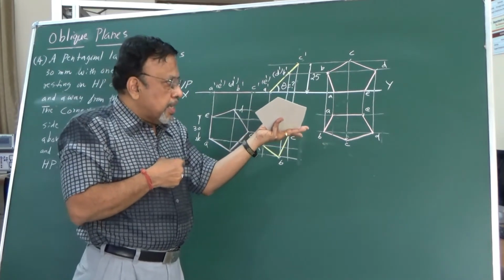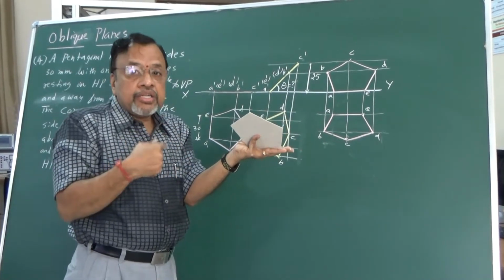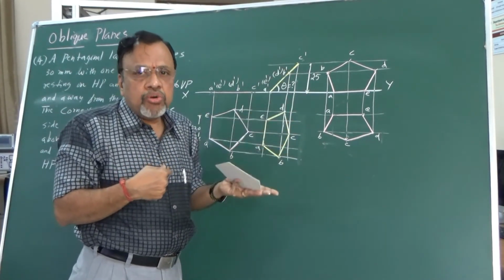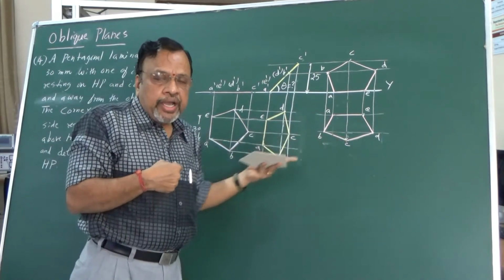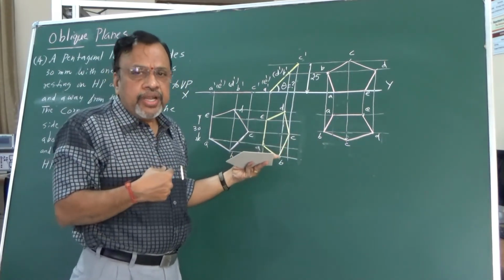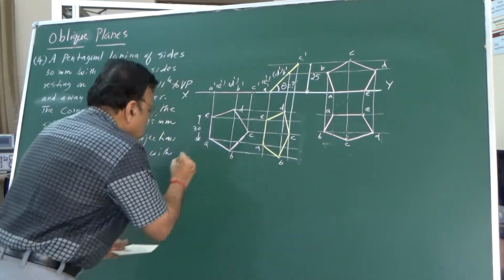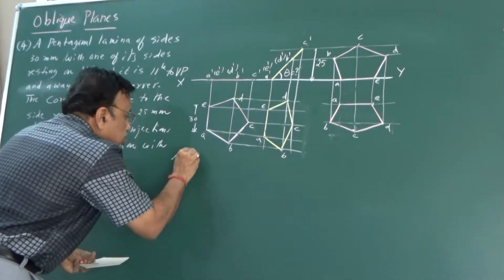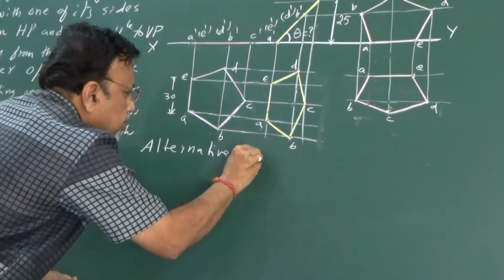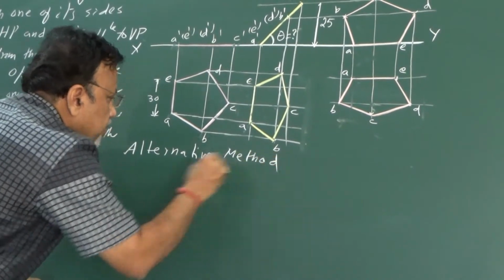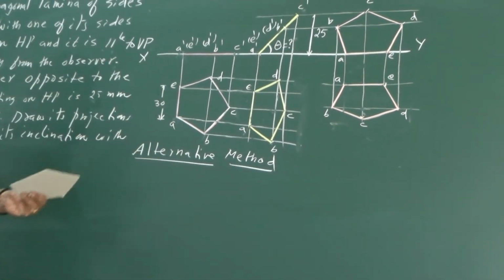Since in this particular case the lamina is seen as a line in the side view, I can also start from the side view method. That is, instead of doing this in the regular way, I can also do it in an alternative way, wherein I will start from the side view. Let us see how I am going to get the solution. So I will write this as alternative solution, or I can say alternative method. You can call it whatever name you want. Now I want to do it by the alternative method.